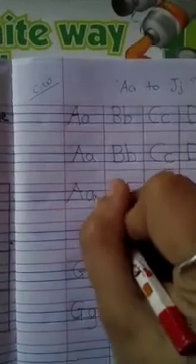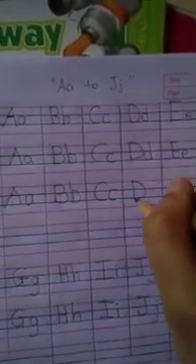ओके, like this you have to say and write, बोल के लिखना है. ओके, capital A, small a, capital B, small b, capital C, small c, capital D, small d, capital E, small e, capital F, small f, capital G, small g, capital H, small h, capital I, small i, capital J, small j. Okay, like this you have to write.